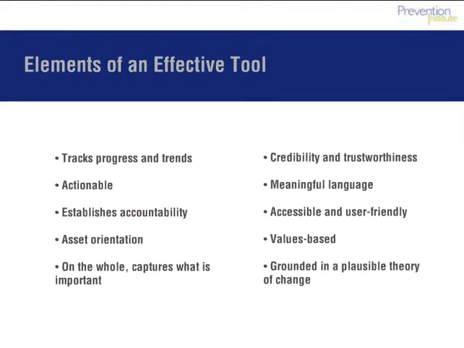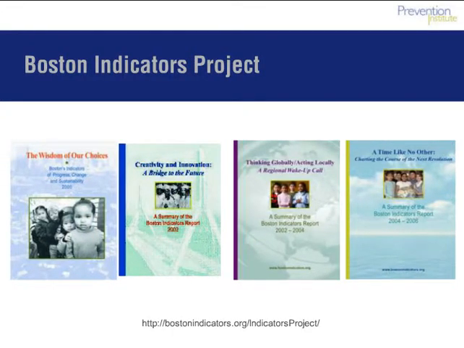In our analysis, we identified several important elements of indicator reports. They are listed here. For example, an effective tool helps track progress and trends over time and offers some insight about the magnitude and direction of change. An effective tool presents information in a clear way that leads to action, and it establishes accountability. It should reflect the community factors that need to be changed and the sectors, systems, or institutions that are responsible for changing them.